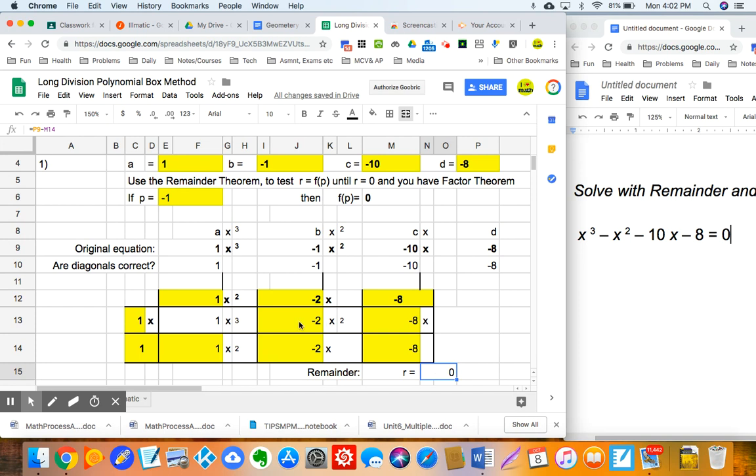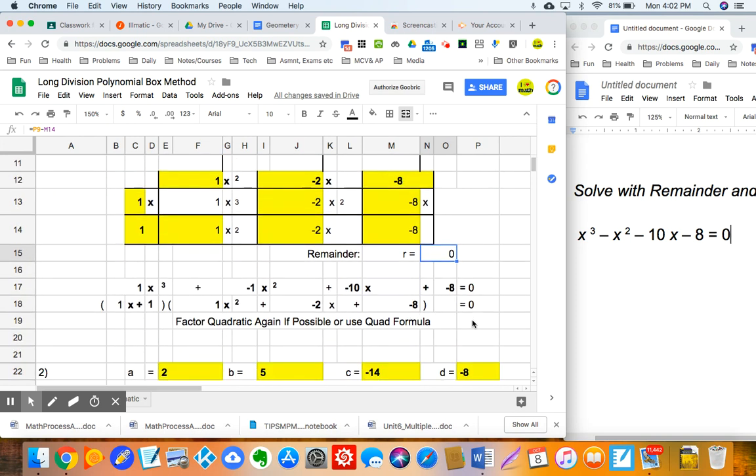So that division is equal to 1x squared minus 2x minus 8. If we go down here, it will input the correct answers for you. It doesn't look very clean because it says plus like a negative, but here's your original in the top line: 1x cubed minus 1x squared minus 10x minus 8 equals 0. That's the equation we were trying to solve. It worked out that x plus 1 was a factor, which I got by the factor theorem and remainder theorem. And here's the quadratic that was left over, x squared minus 2x minus 8.